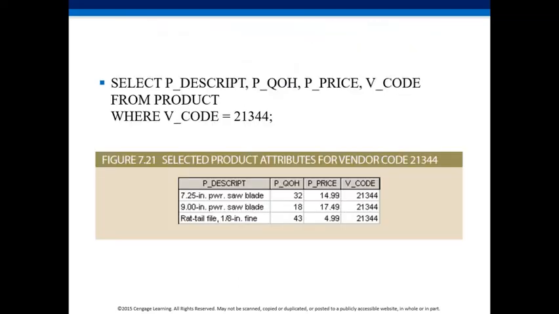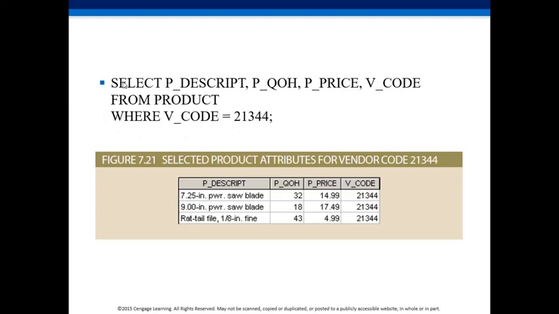So here is an example of a where condition. Select the product description, quantity, price, and vendor code from product where the vendor code is equal to 21344. This is an equality condition.